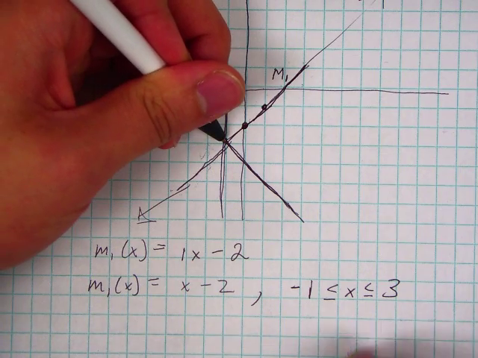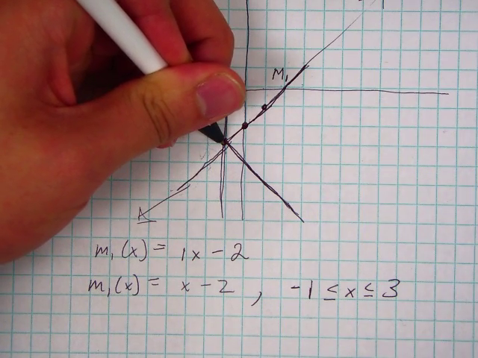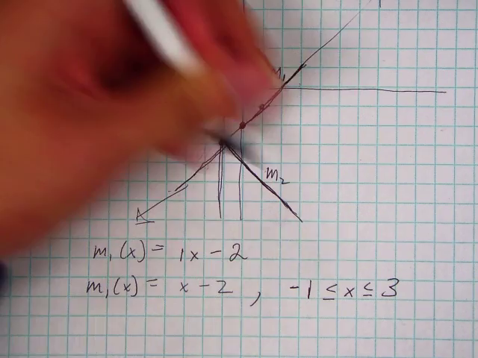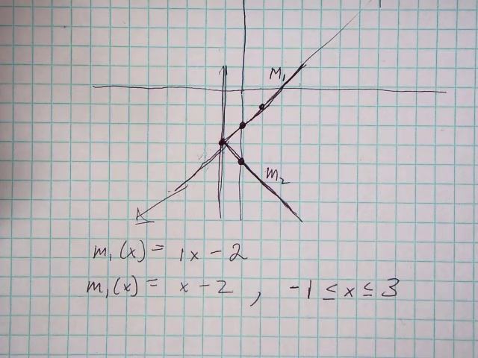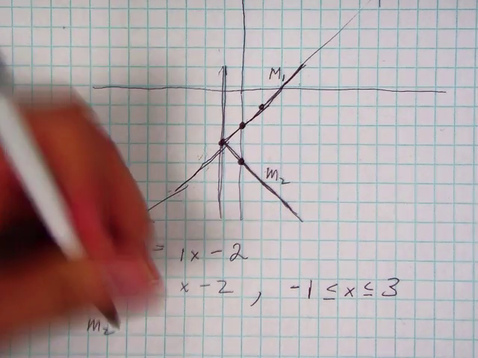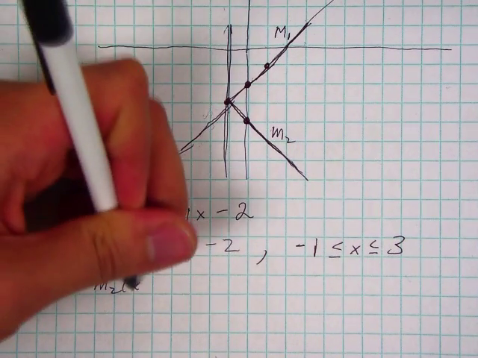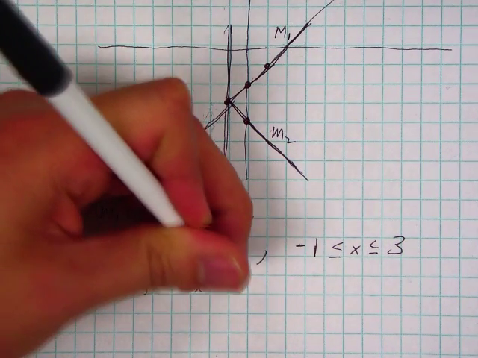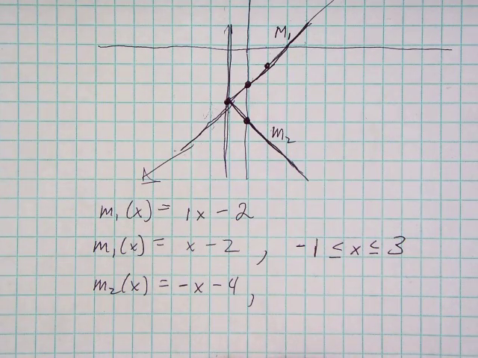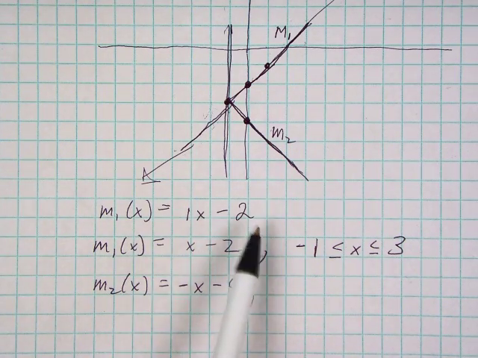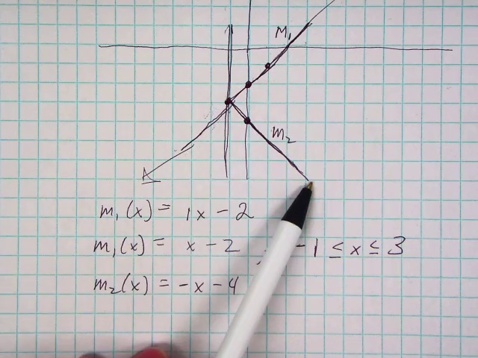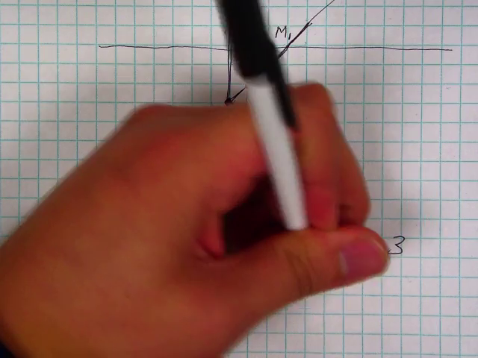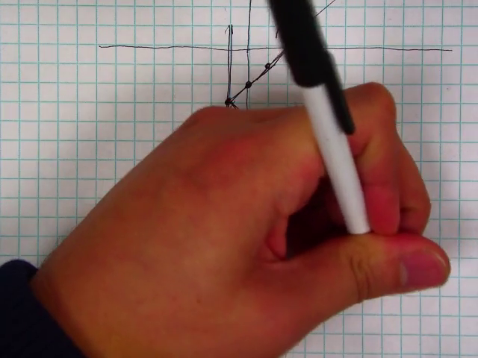That also goes here. So for this line, let's call this M2. This is a slope of -1, and the y-intercept is -4. So M2 of x equals -x minus 4. Now, what's my minimum x value here? Well, again, it's -1, and my maximum x value is +3. So it's the same domain that you are restricting it to.